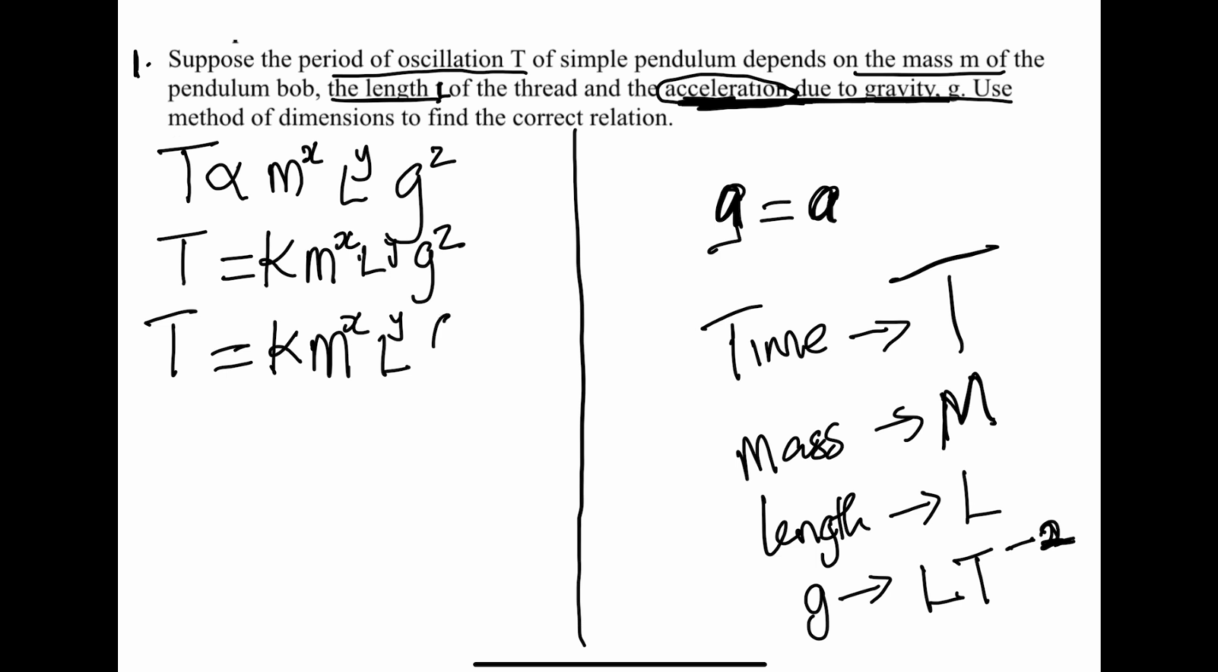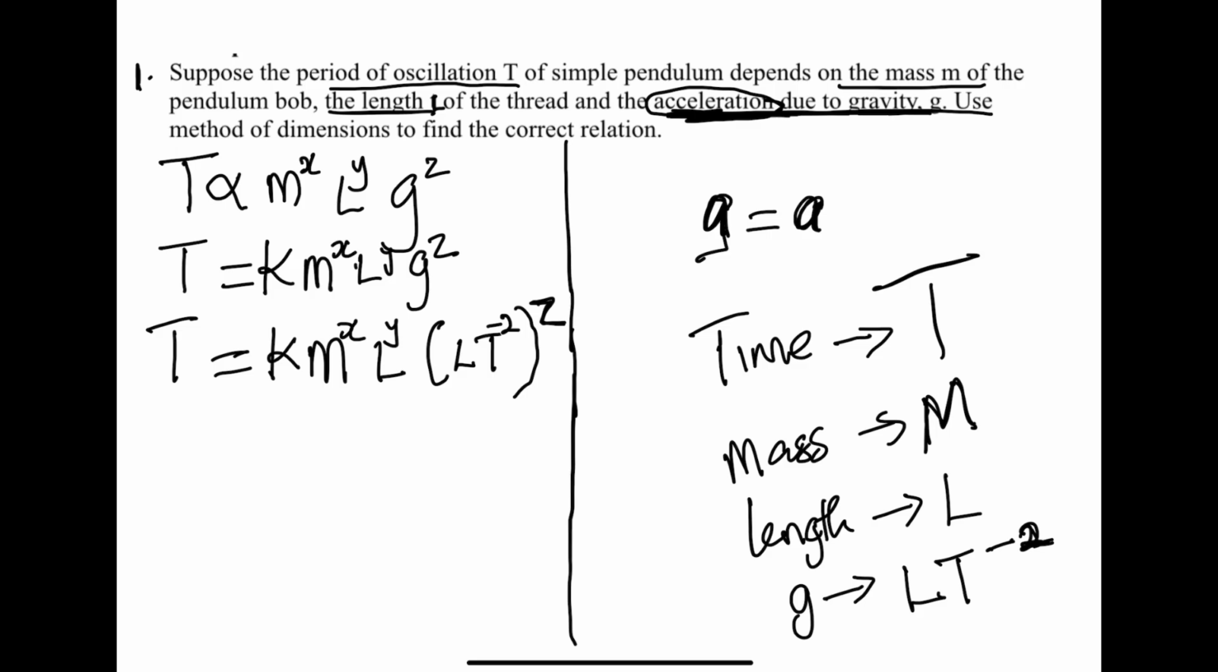So I'm going to write that as LT raised to power minus 2. We have a dimension for G, we have a dimension for L, we have a dimension for M. We have all our dimensions in place right here. So what's the next step we should take? The next step now is, first of all, I like to simplify. At this point we have dimensions. Before that, we didn't do anything, we just introduced our constant. Yes, that's what we did.